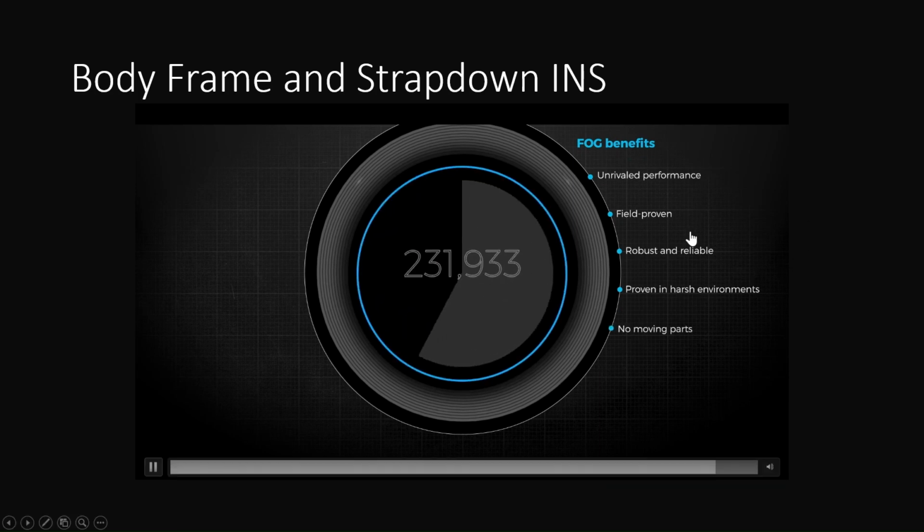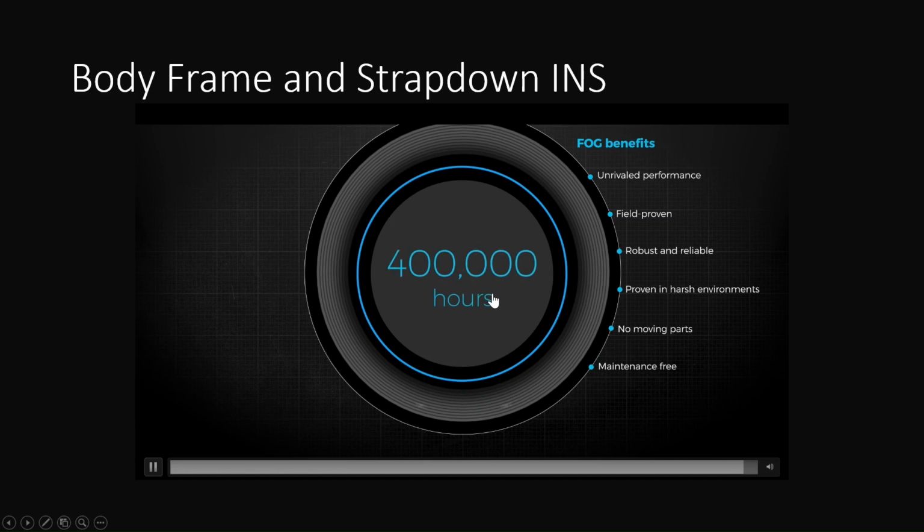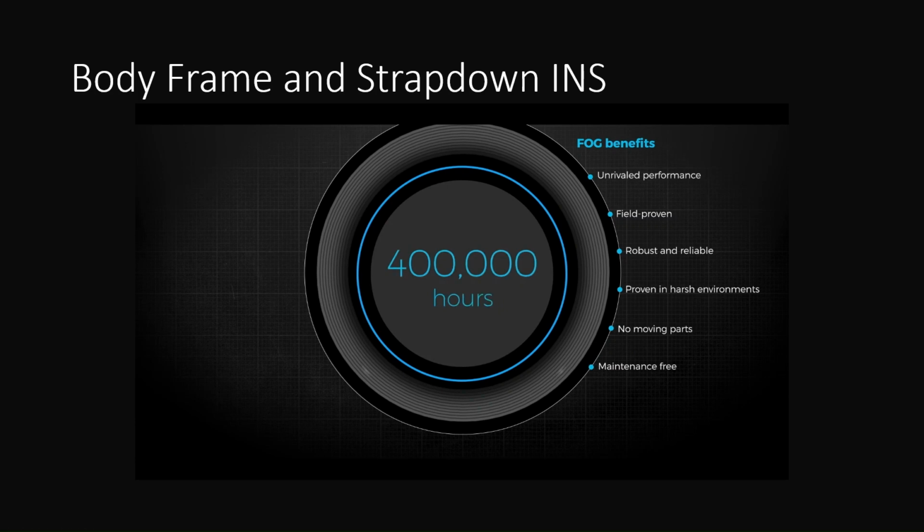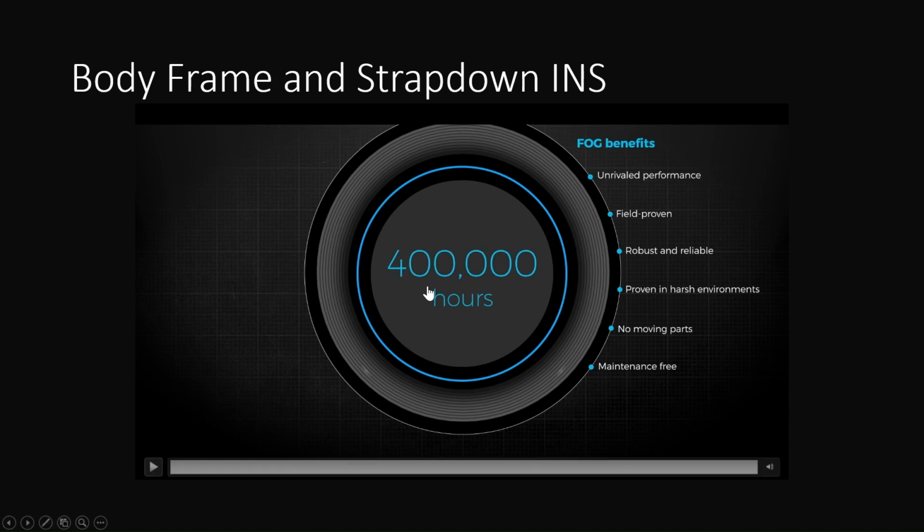So why these gimbals have been removed is basically since there are no moving parts, the maintenance becomes very easy. The reliability, accuracy, etc. is very high in comparison to gimbal systems.